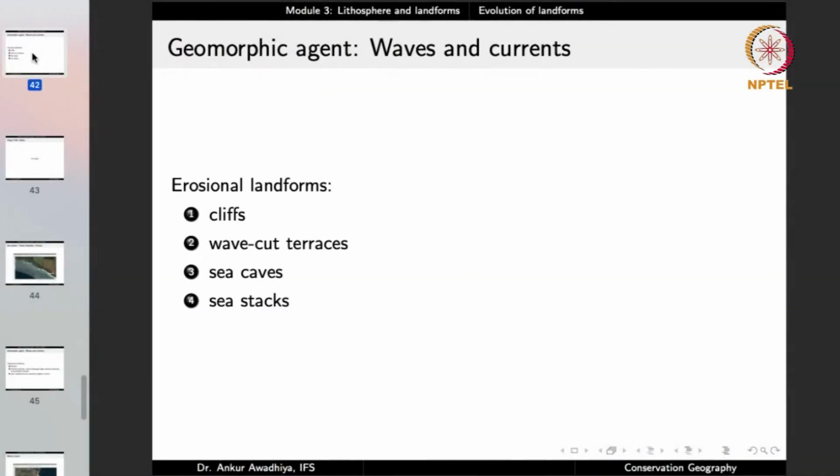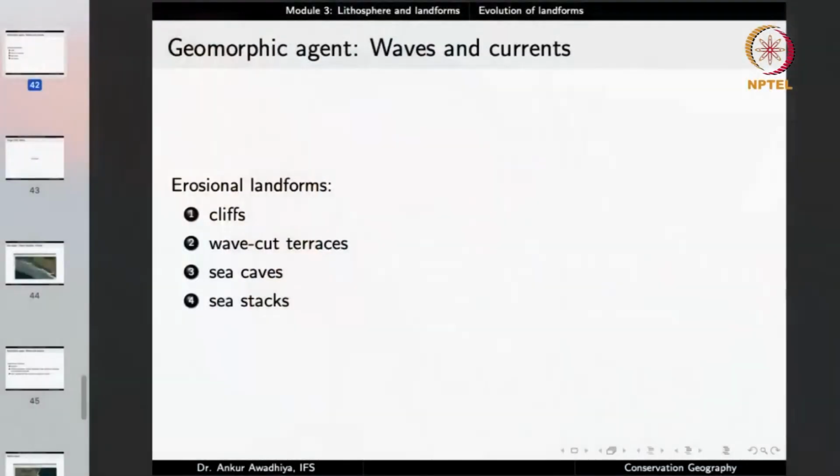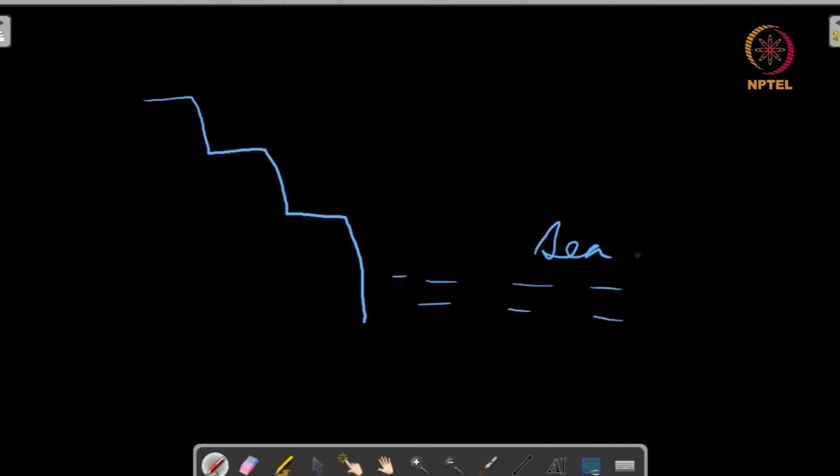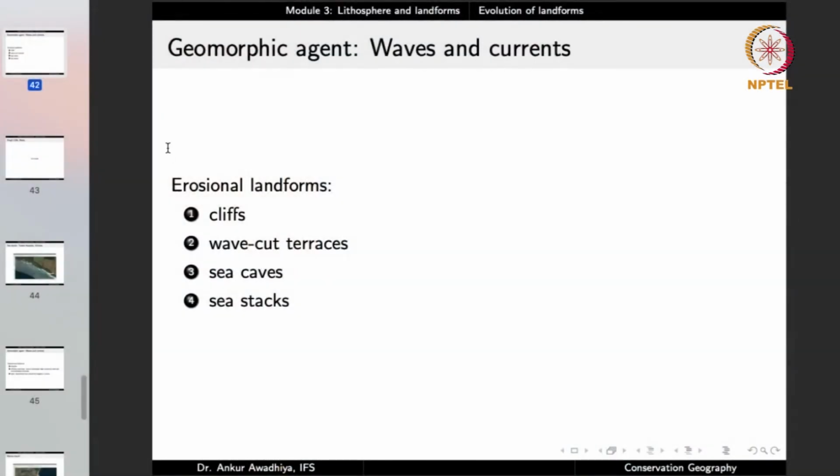We also get wave cut terraces, typically when either the sea level has been changing or there has been an uplift of the land. So in that case, what happens is we get a terrace something like this, and here you have the sea. So these are different cliffs that have been created, and because you have different cliffs, you have a wave cut terrace. We also get sea caves.